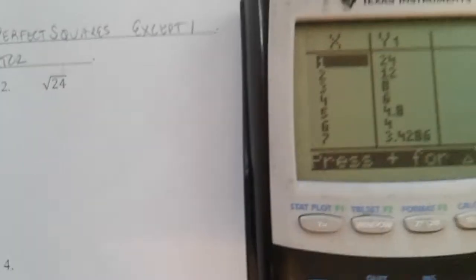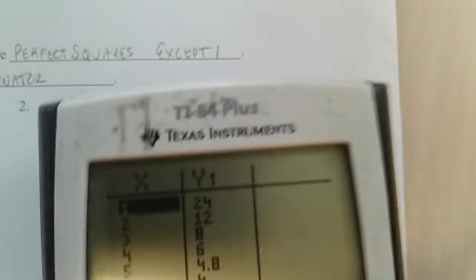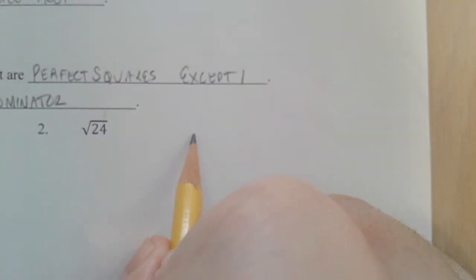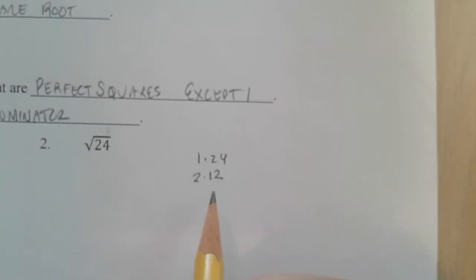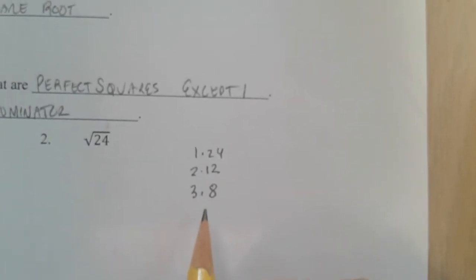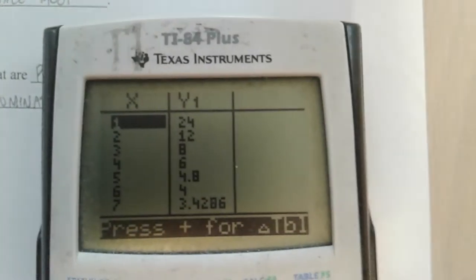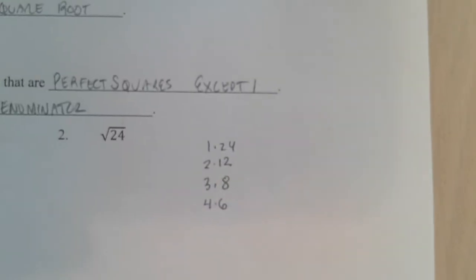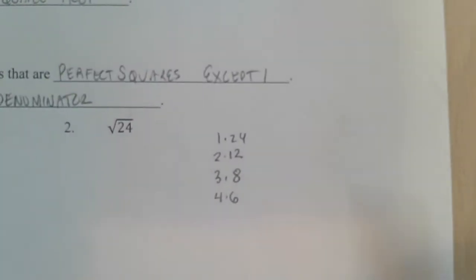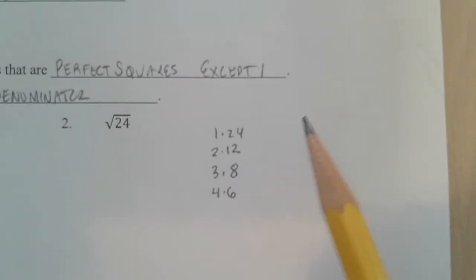Okay, so I can leave this right here so you can see. I've got to get this where I can write it, so I'm going to put it off to the side. We have 1 times 24, 2 times 12, 3 times 8, 4 times 6. I can see 5 does not go in evenly, and 6 is already in my list, so I've got a complete list. So now I want to look, are any of these numbers perfect squares other than 1?